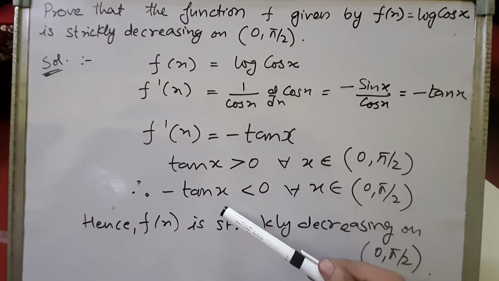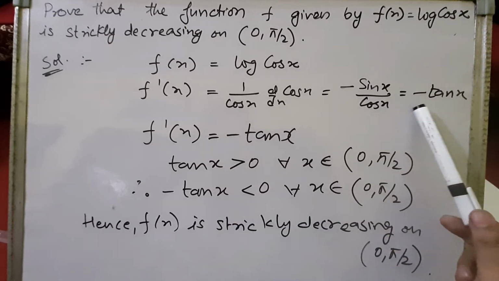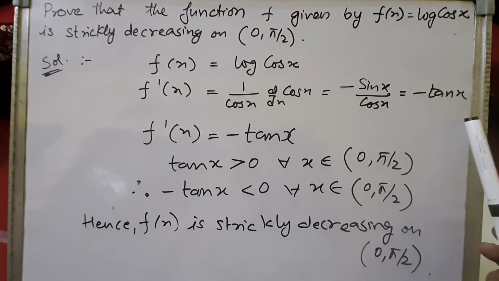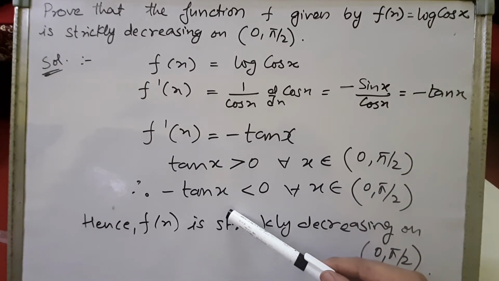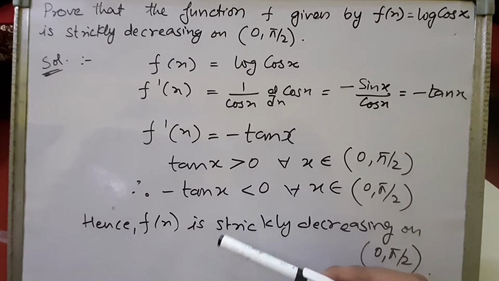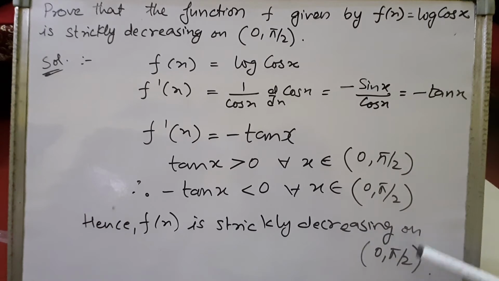And this is the value of our f dash x, the derivative of the function or the slope of the function. That means the slope of the function is negative. So when the slope of the function is negative, that means it is strictly decreasing in the given open interval. Right, children? Note down the solution, please.